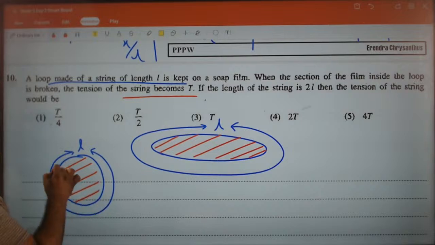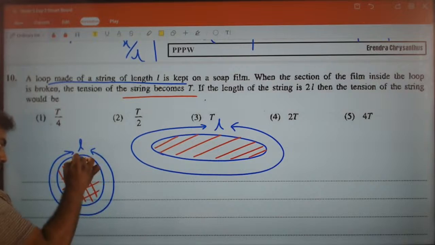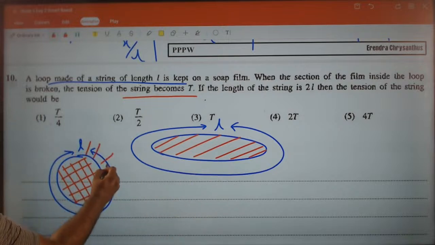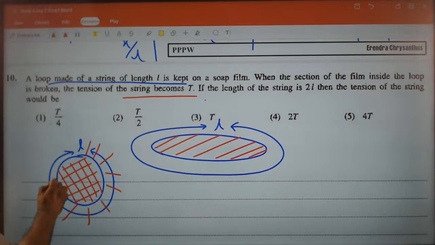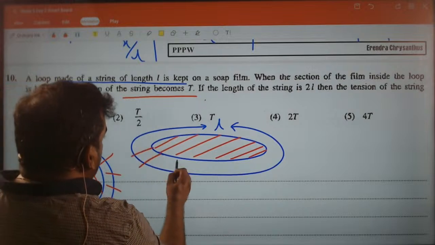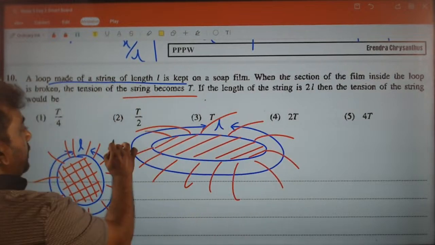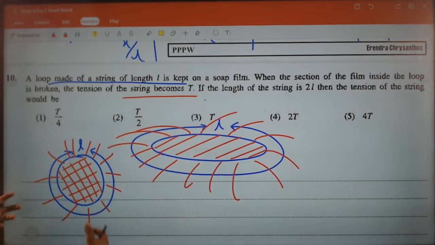Film is here. If you break the film, it will expand, right? From the surrounding there is soap. Surrounding soap molecules will pull the string. If surrounding soap molecules pull the string, what will happen?